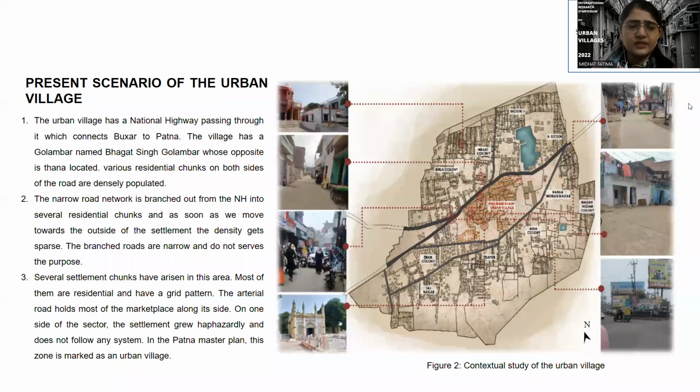Most of them are residential and have a grid pattern. The arterial road holds most of the marketplace along its side. On one side of the sector, the settlement grew haphazardly and does not follow any system. In the Patna master plan, this zone is marked as urban village.